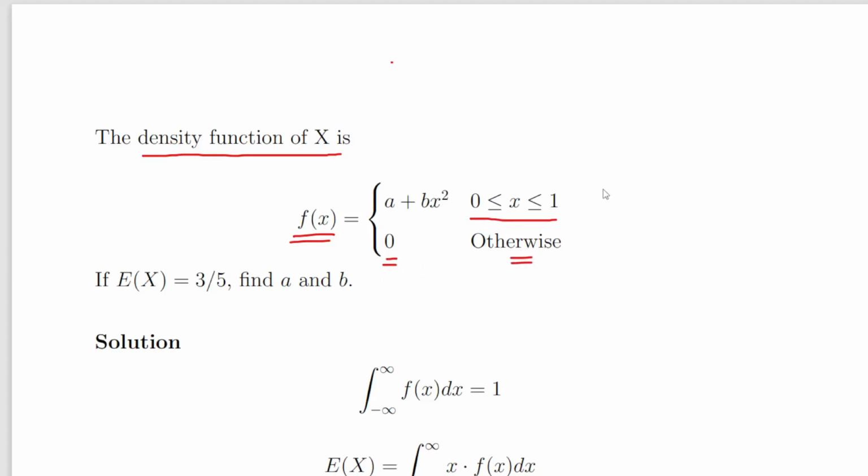Okay, so this is important when we do definite integrals as part of our calculation. This is the upper and lower limit of the definite integral, 0 and 1. If the expected value of x is 3 over 5, find a and b. Now a and b are constants, they're real numbers.